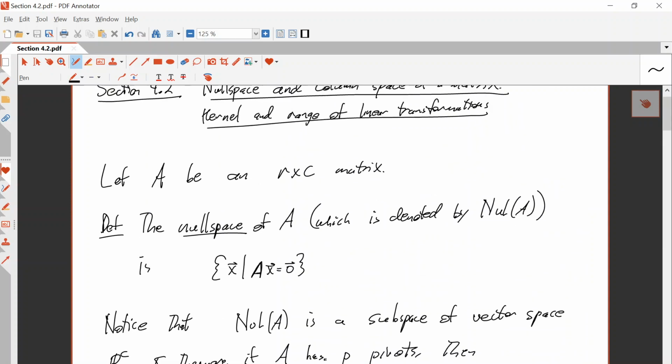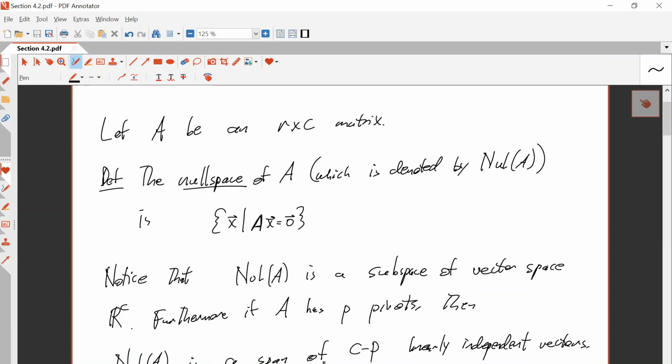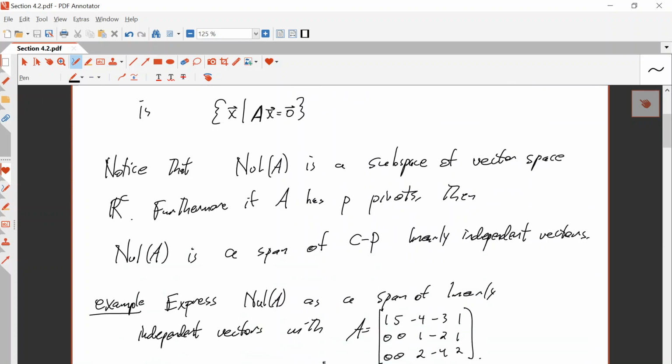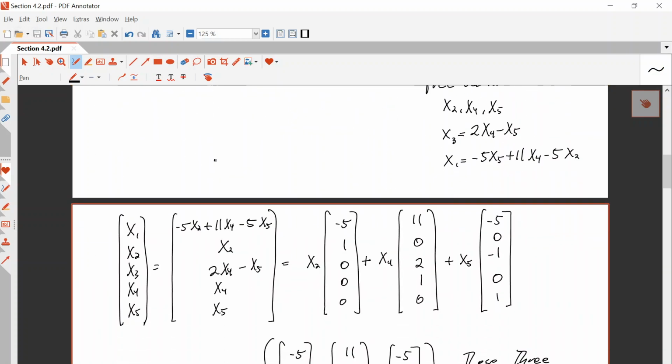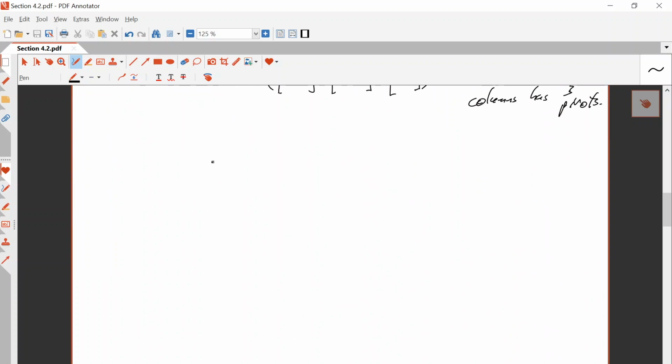The number of linearly independent vectors that you get is C minus P, where P is the number of pivots, because the free variables correspond to the non-pivot columns. So C minus P. That'll be important later. So that's null space. Column space is something we know already. We're just putting new terminology around it.